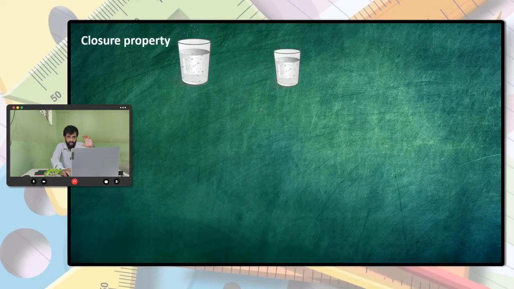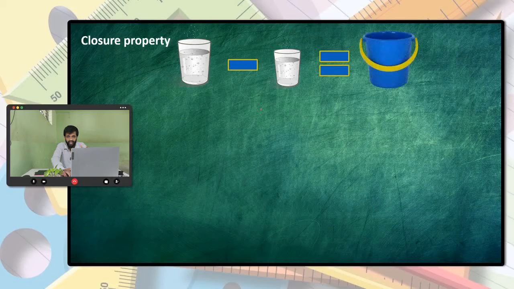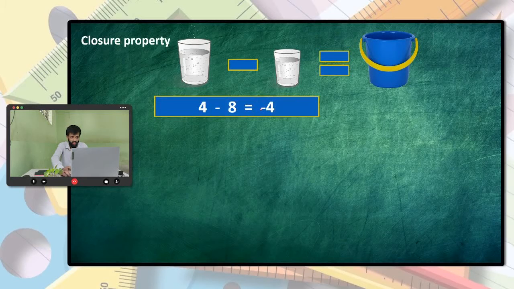Again, I have a bigger glass of water and a smaller glass of water, and I subtract this water. So what will I get in the bucket? The result will be water only, right? And not soft drink and not juice. So in the same way, let us use the same example with numbers or integers. So 4 is an integer, minus 8 is again an integer. When you subtract them, is my result an integer? Minus 4 is an integer.